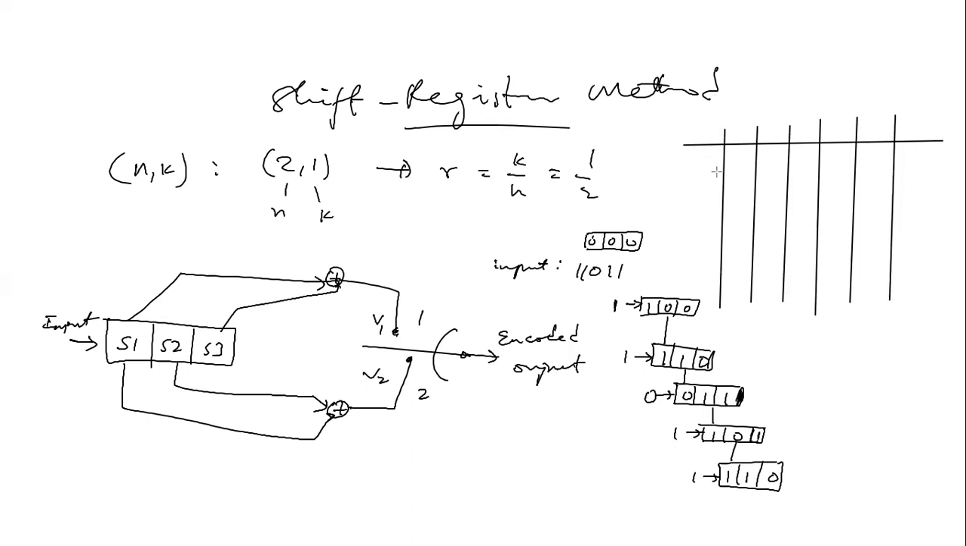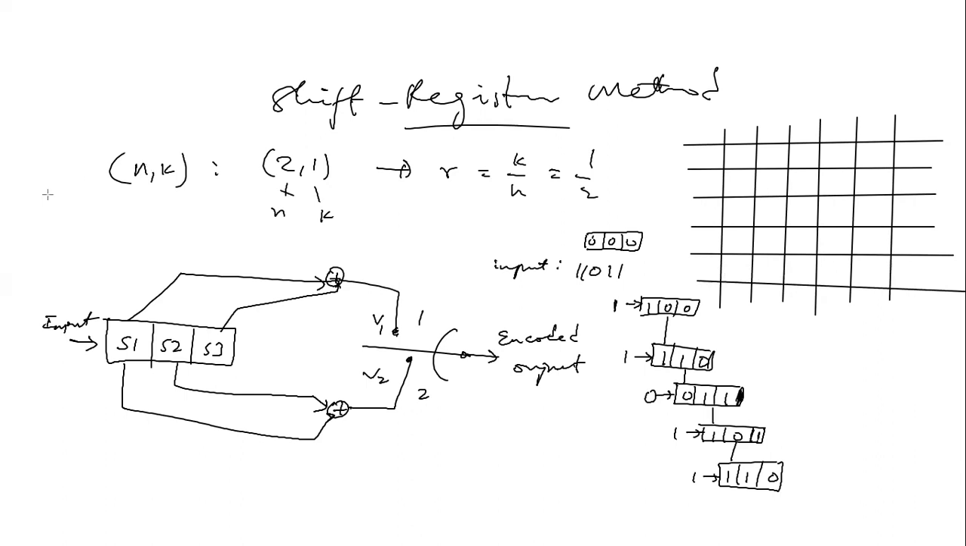Okay. So we have 1, 1, 0, 1, 1. That looks good. So this is our input. This is shift register 1, shift register 2, shift register 3. Then this is output V1, V2. So this is the output.